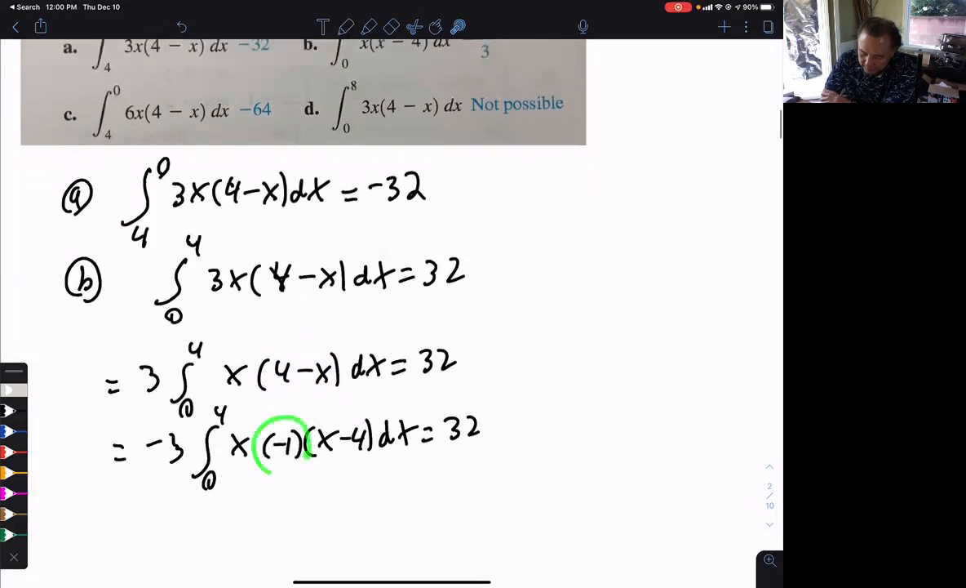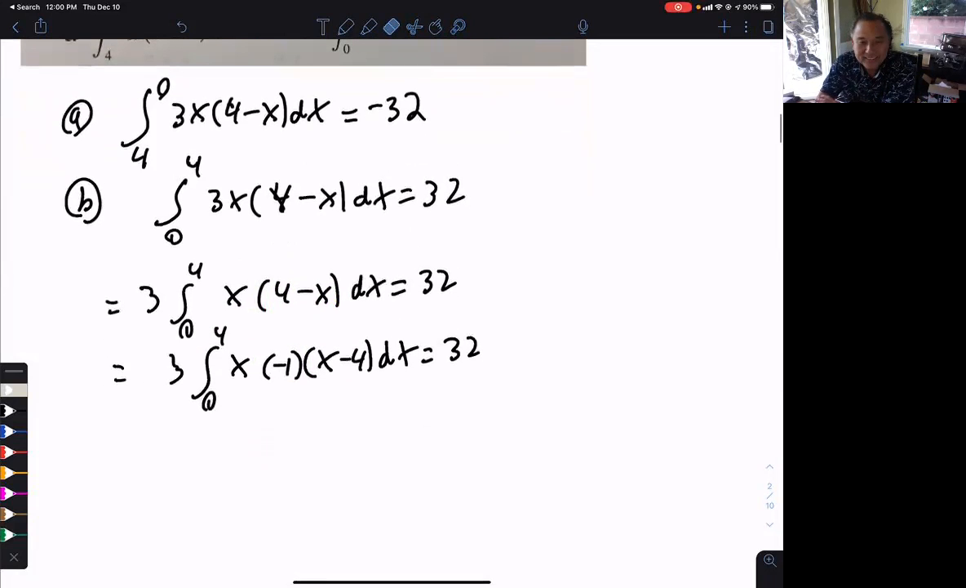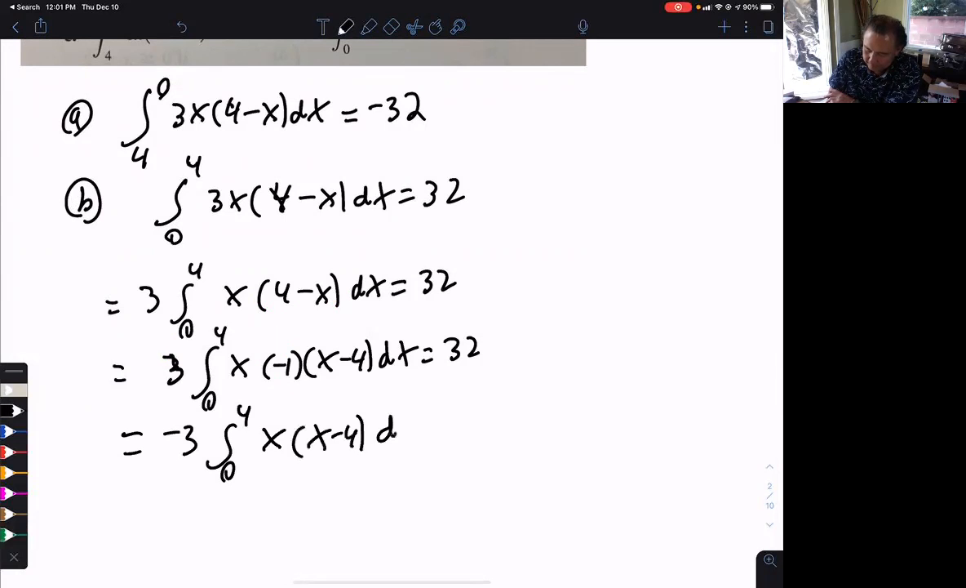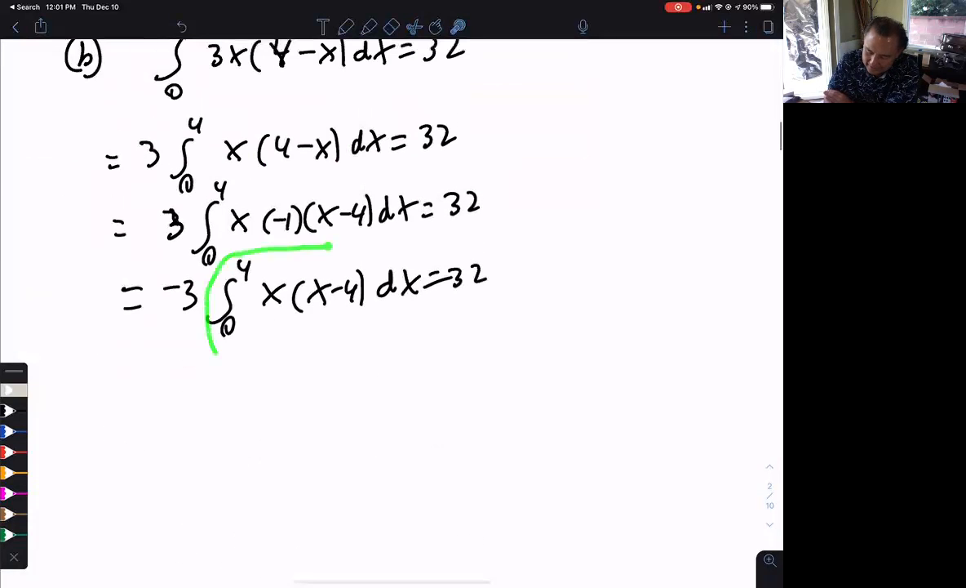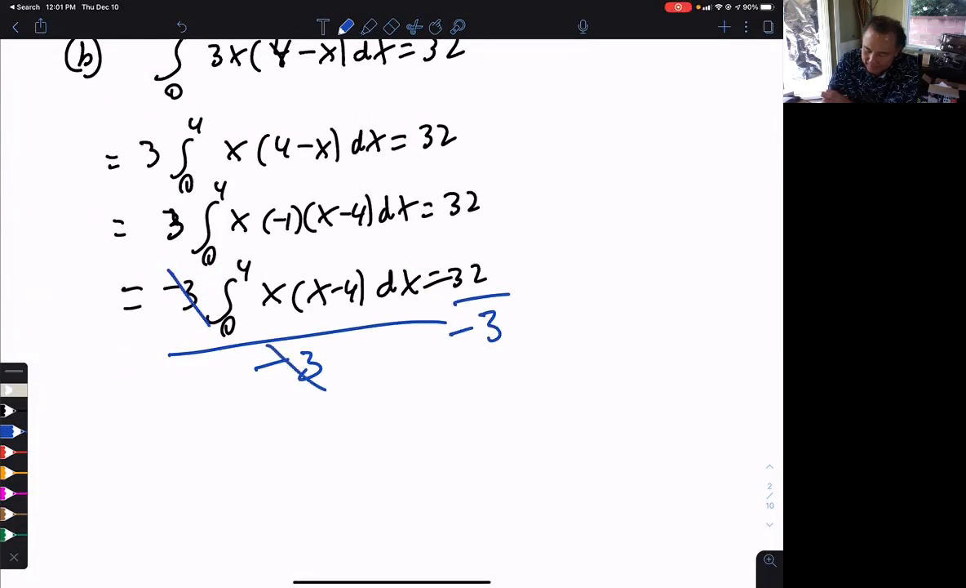Now, I want to get rid of that negative 1. I'm going to pull it out in front. Wait a second. Where'd that negative come from? That's not negative. I pulled out a 3. So now I'm going to pull this negative out in front. Now I'll get a negative 3. But what do I want? I want that. All I want is this. So to get rid of negative 3, I divide both sides by negative 3. And then I get my answer.